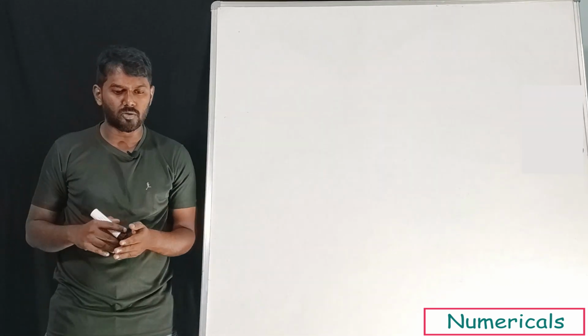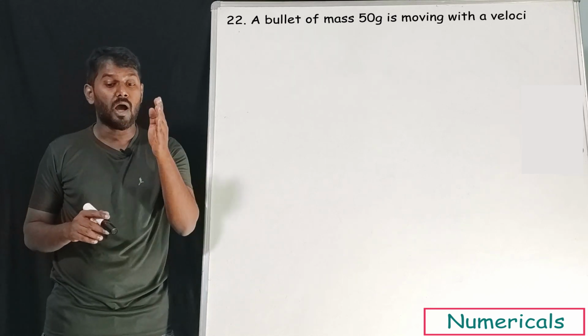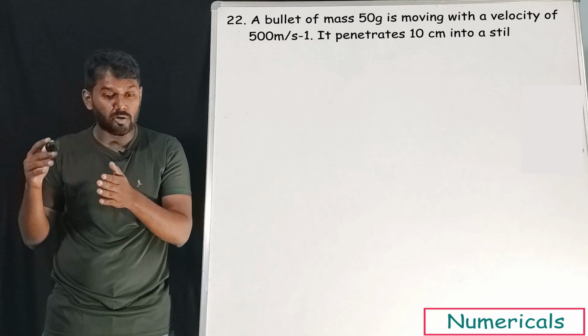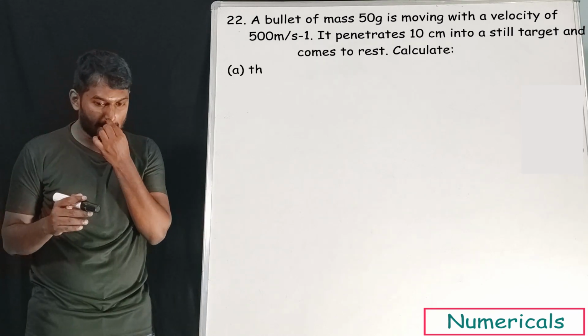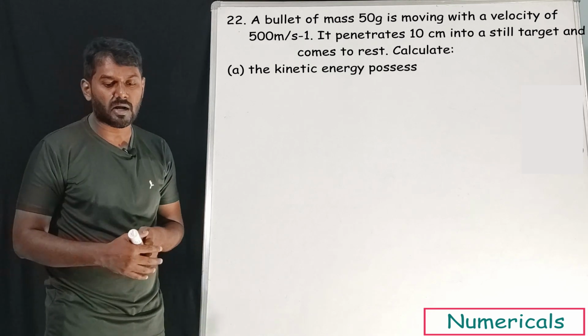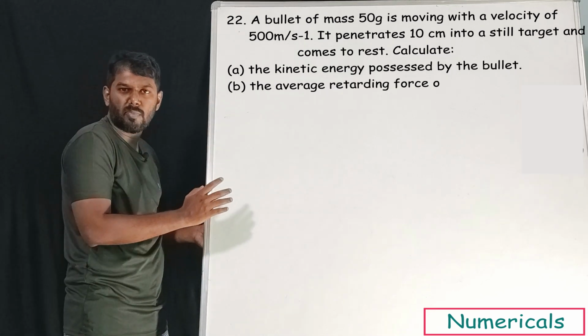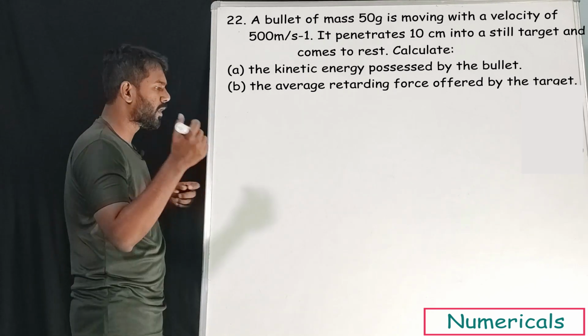Question number 22. A bullet of mass 50 gram is moving with a velocity of 500 meter per second. It penetrates 10 centimeter into a still target and comes to rest. Calculate the kinetic energy and average retarded force. Okay, first we will write the given data. We will solve one by one. We will understand everything easily, and this is a very simple question.